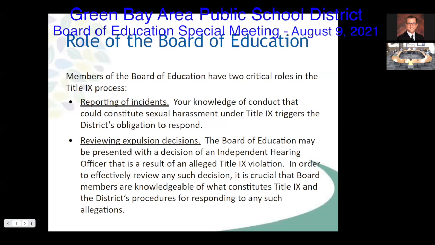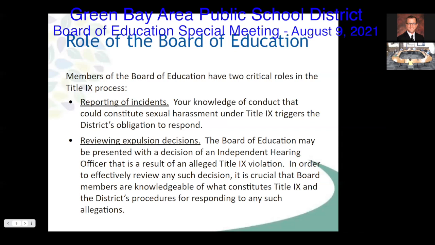The second critical role you face as a member of the Board of Education is reviewing an expulsion decision. And in that role, you're determining whether to confirm, reverse, or modify the recommended expulsion order. As part of the Title IX grievance process, it is possible that the decision maker that we have in place as a team member could make a determination that the respondent engaged in conduct that violated Title IX, and the appropriate sanction would be a referral for expulsion.